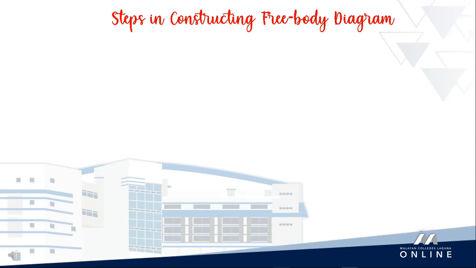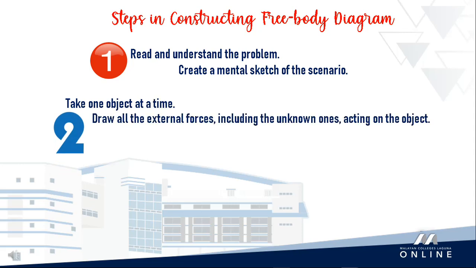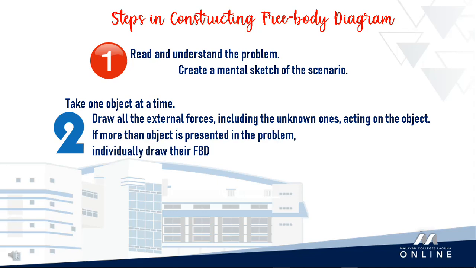In constructing a free body diagram, here are the steps we need to follow. First, read and ensure you have understood the problem at hand. We can create a mental sketch of what is happening in the scenario. Second, take one object at a time and draw a free body diagram for it that illustrates all the external forces, including the unknown ones, that act upon that object. The net force, or the sum of all forces, cannot be included in the diagram. Remember, however, that if more than one object is presented, individually draw the respective free body diagrams.